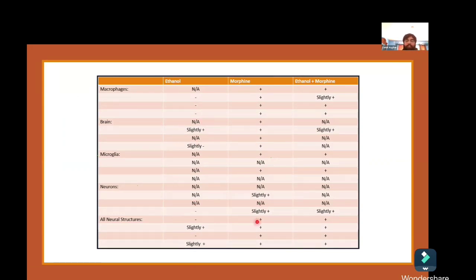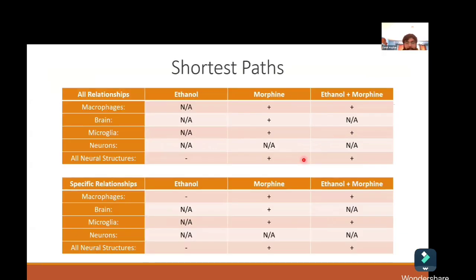However, morphine did show a general trend in predicted activation. And ethanol plus morphine was somewhat of a mix between the two. In some scenarios it did not produce results. However, in others it did produce results.